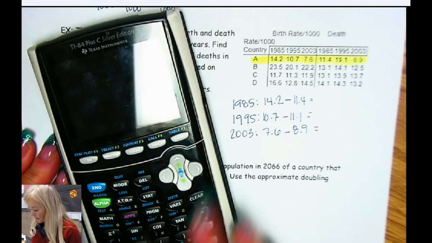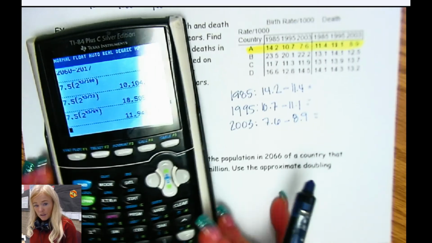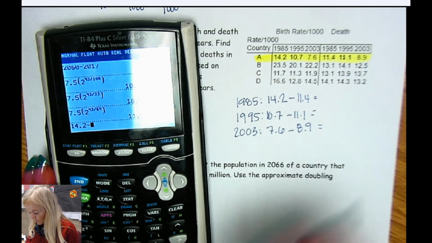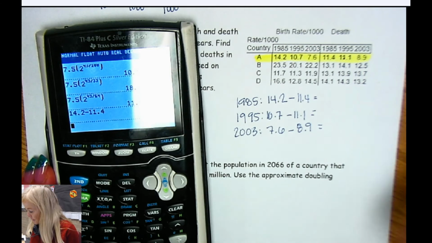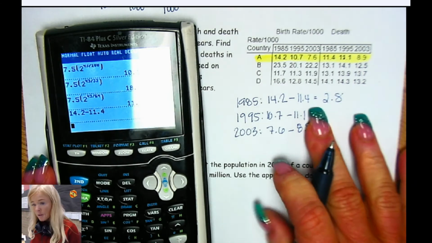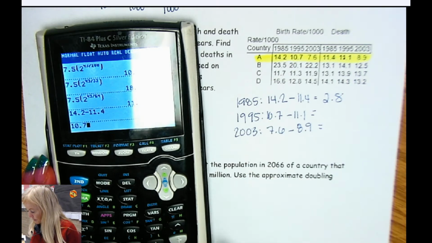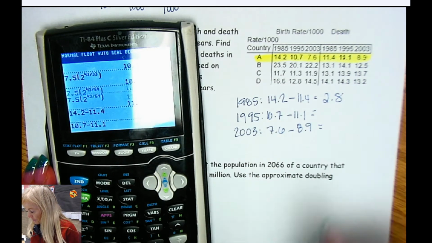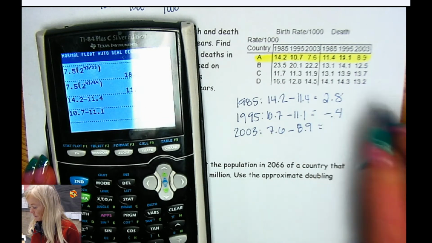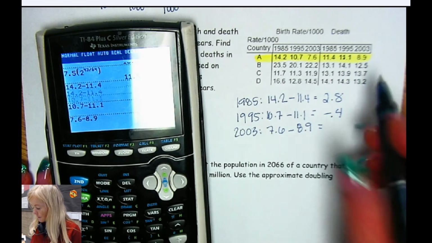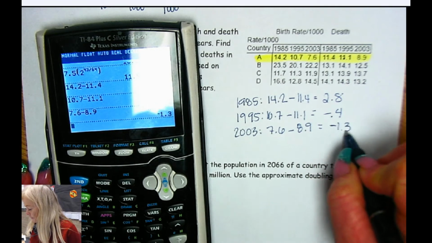And in the calculator, we'll just do the 14.2 and subtract 11.4. And that is 2.8. So that will be our growth rate, 2.8. And then 10.7 minus 11.1 gives us negative 0.4. That would be the growth rate for 1995. And then 7.6 minus 8.9 is negative 1.3.